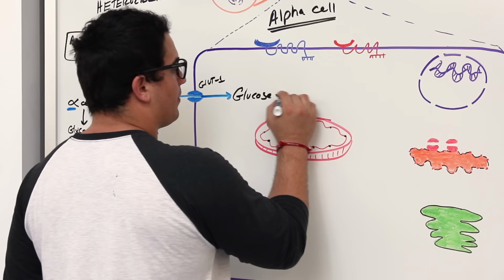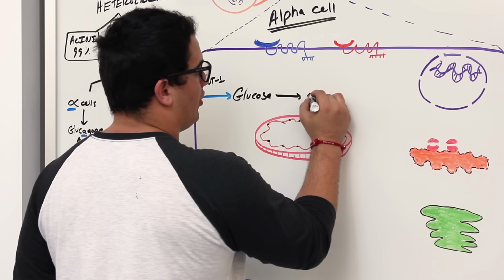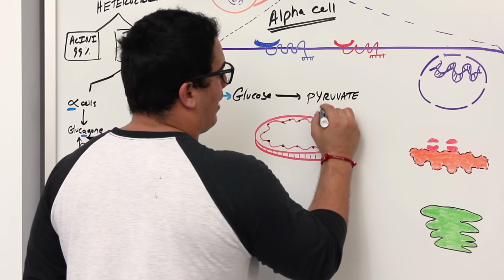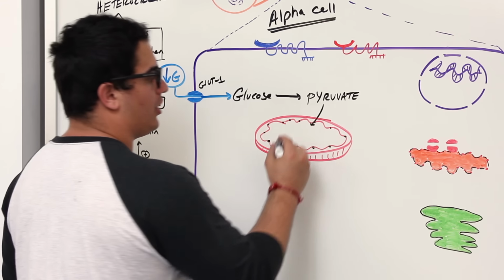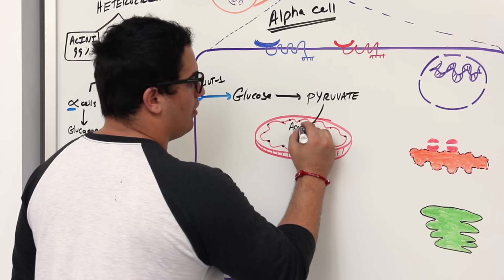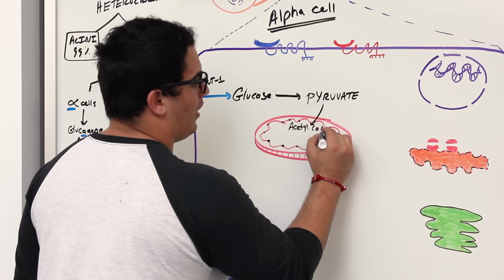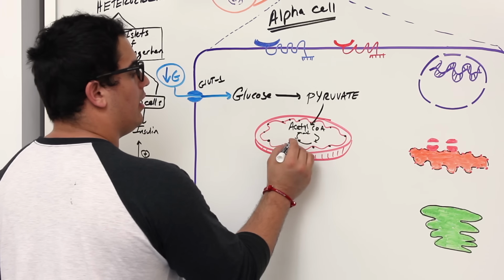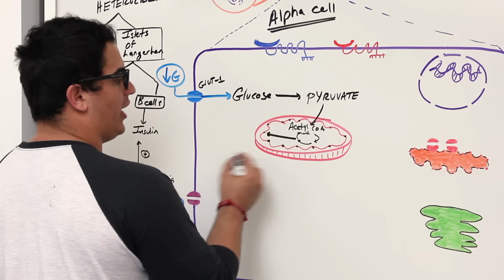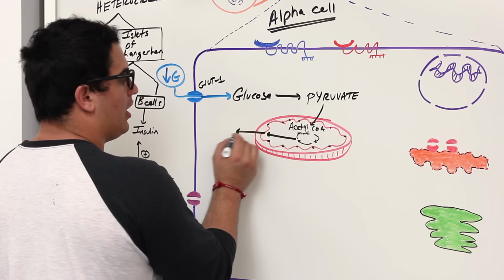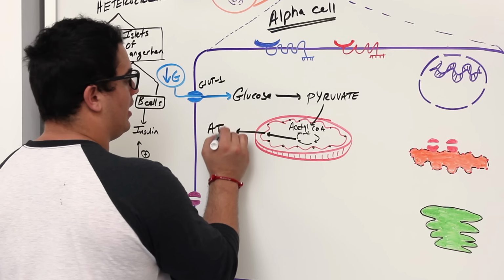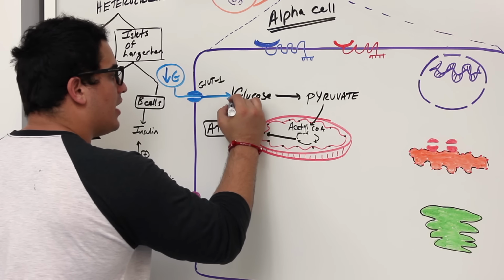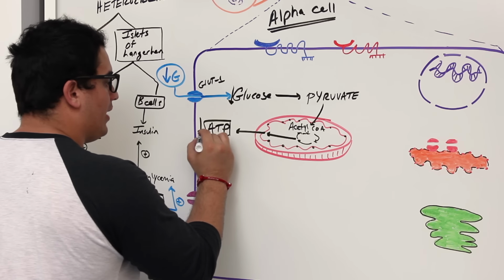That glucose, though, gets converted into pyruvate. Then pyruvate gets taken into the mitochondria and converted into acetyl-CoA that undergoes the Krebs cycle activity. Then it gets taken to the electron transport chain, those NADHs and FADH2s, and produces ATP. But if there's very little glucose getting into the cell, you're not going to make a lot of ATP.